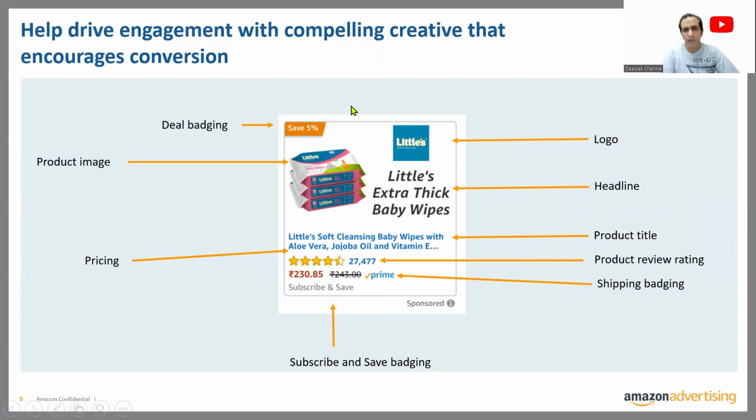In the image below, you see the multiple elements of the creative. Here you have the logo, the headline, the product title, then the review rating, showing how many stars the customers have given. Then shipping badging, whether it's for a Prime customer or a normal customer, and the Subscribe and Save badging. Pricing is very clearly mentioned here. Then there is a product image and the deal badging, if there is any discount, like here you can see save 5%.